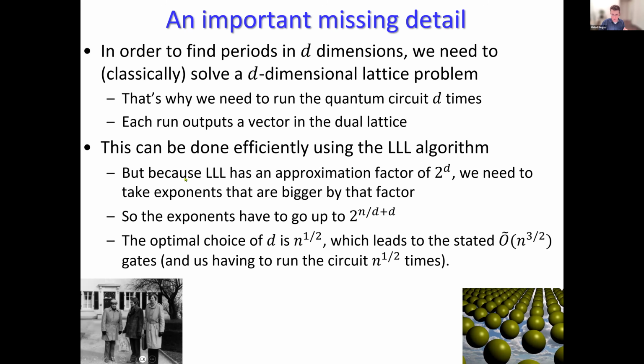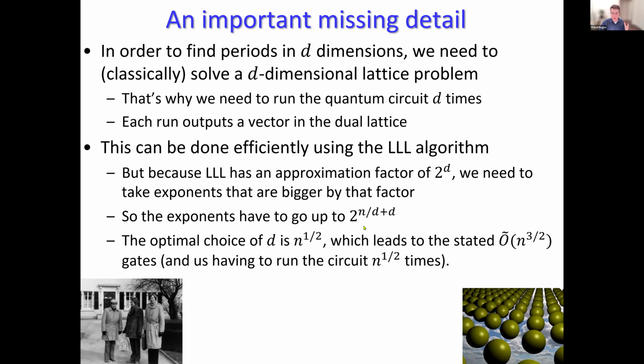I showed you before. LLL is an approximation algorithm. It doesn't solve lattice problems exactly. And the higher the dimension, the more difficult it is for LLL to approximate. So the approximation factor scales like something like 2 to the d, right? So it scales exponentially with the dimension. So as a result, we actually need to use exponents that are beyond what I was telling you before.